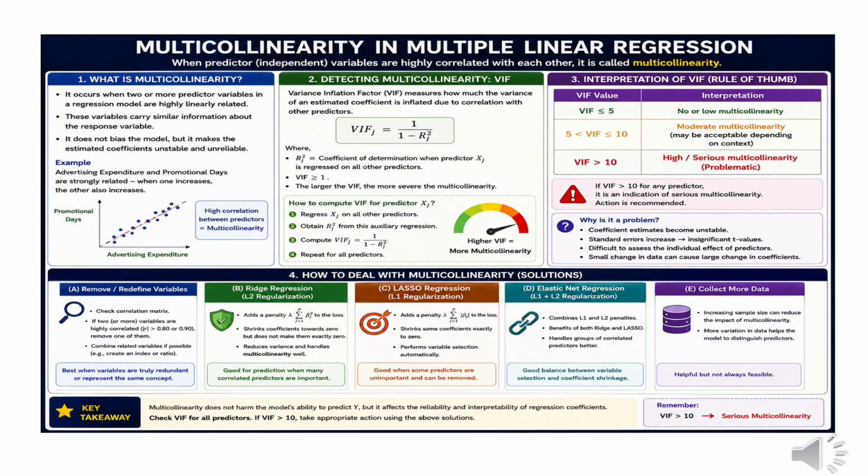If VIF is greater than 10, investigate the predictors, choose an appropriate remedy, and remember one important point. Multicollinearity is mainly a problem for the stability and interpretation of individual regression coefficients. It does not automatically mean that the model has poor predictive performance. So, we should not simply look at VIF and immediately throw away the model. We need to understand the purpose of our analysis and then choose the appropriate solution.